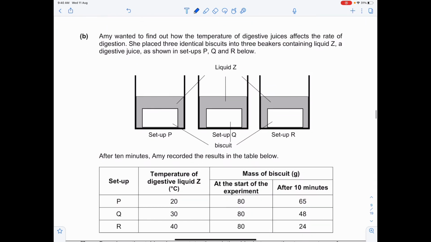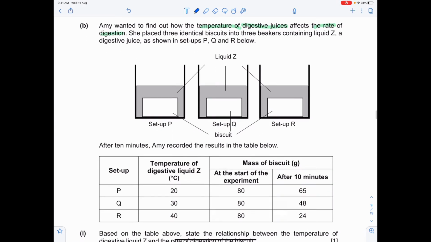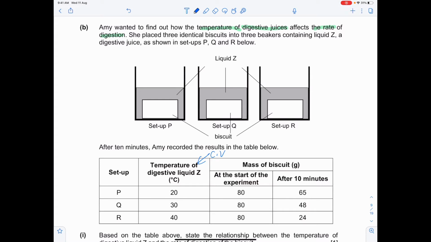All right, very quickly, this is a very simple question. Amy wanted to find out how the temperature of digestive juices affects the rate of digestion. She placed 3 identical biscuits into 3 beakers containing liquid Z, a digestive juice, as shown in the setup. As usual, we should always identify our change variable and our measured variable. In this case, our change variable is the temperature, and our measured variable is the mass of biscuits before and after the experiment. Obviously the smaller the biscuit is after 10 minutes, the faster the rate of digestion, right? Because the main idea of digestion is to break down food into smaller pieces.